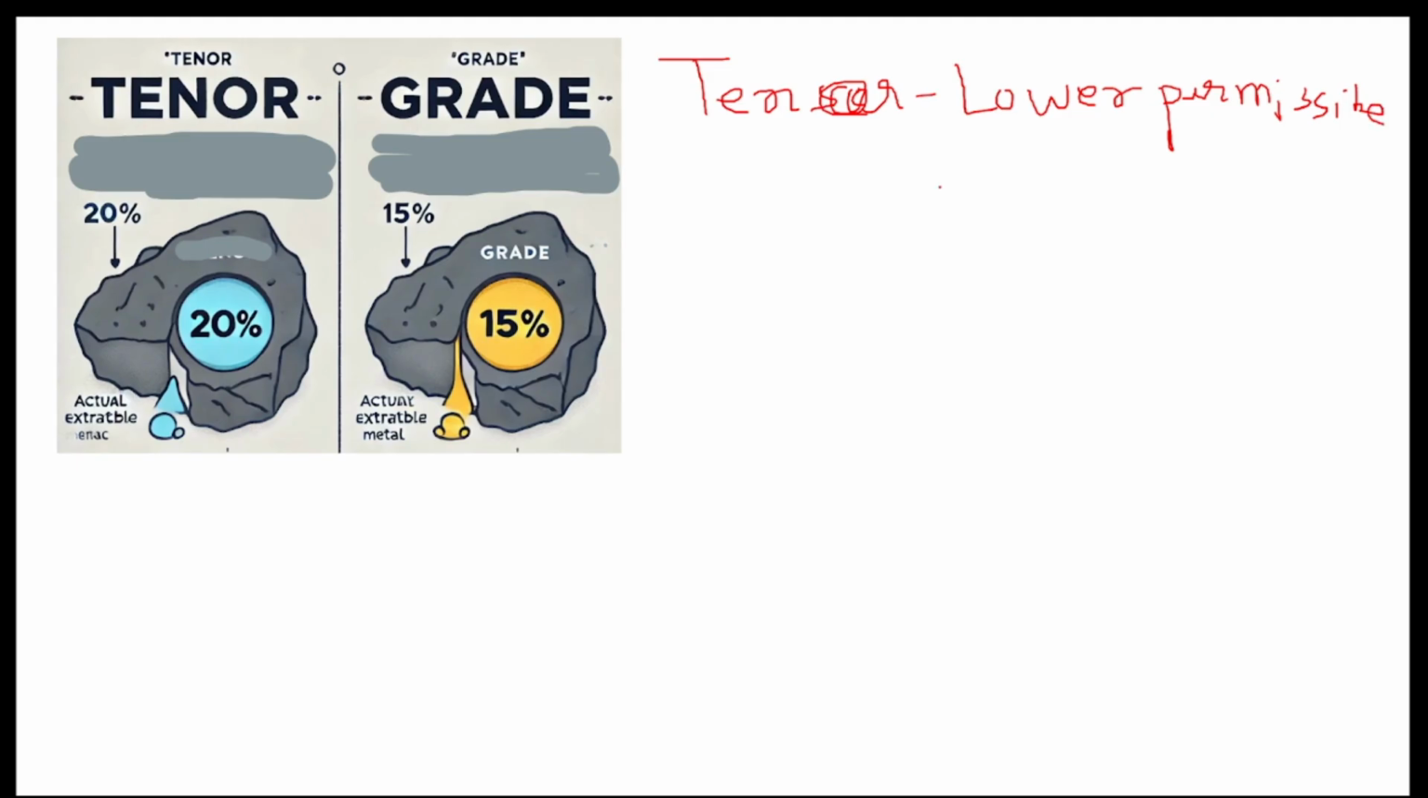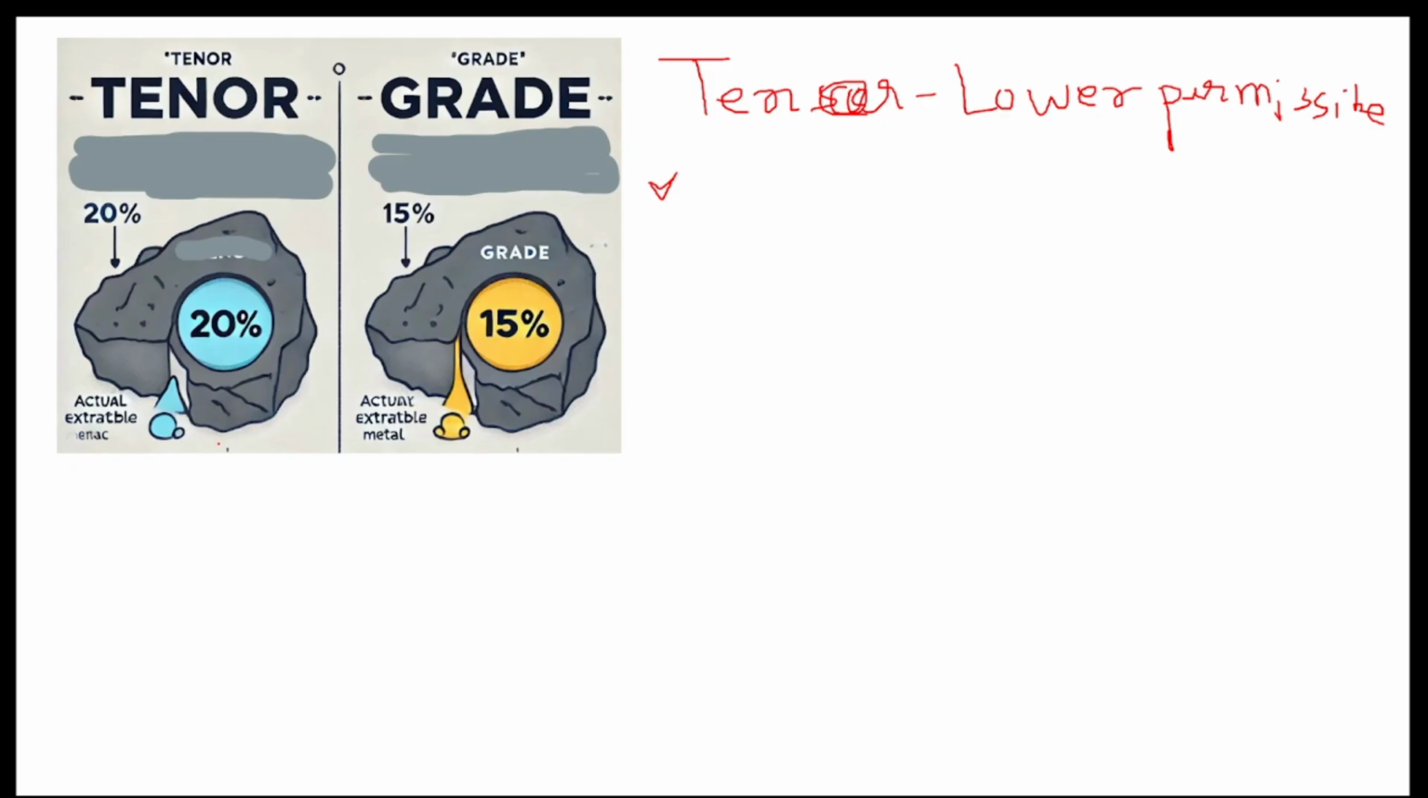On the other hand, what is grade? Grade is also the concentration of the metal which we have extracted from an ore. So what is the main difference between these two? Well, the difference lies in the time before processing and after processing.